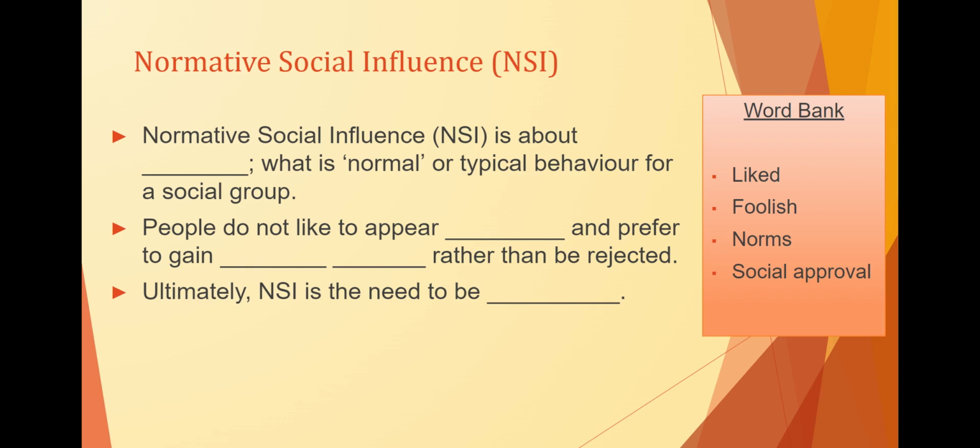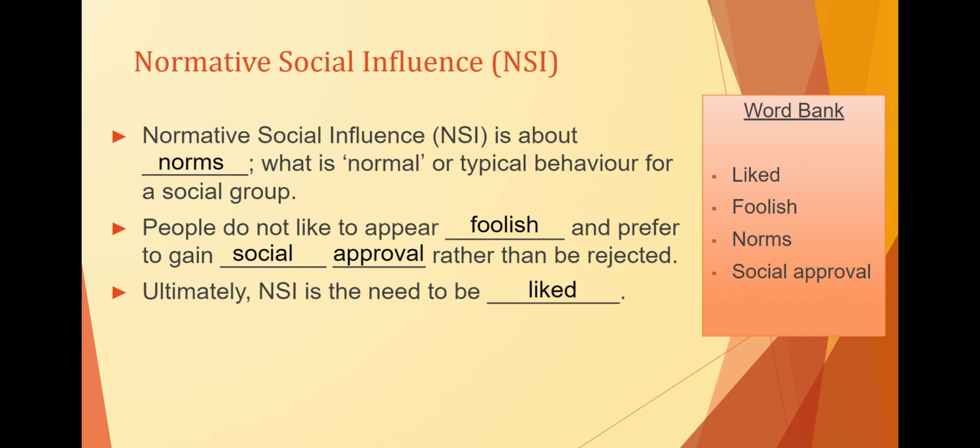Normative social influence is about norms. What is normal or typical behaviour for a social group? People do not like to appear foolish and prefer to gain social approval rather than being rejected. Ultimately, normative social influence is the need to be liked.